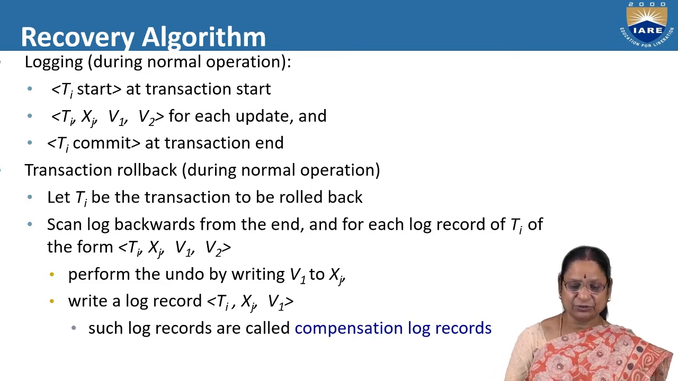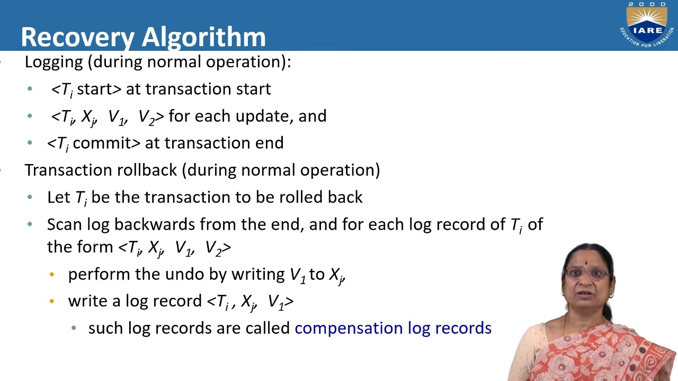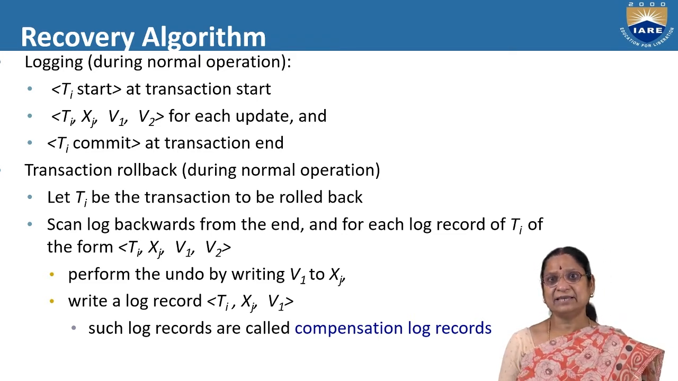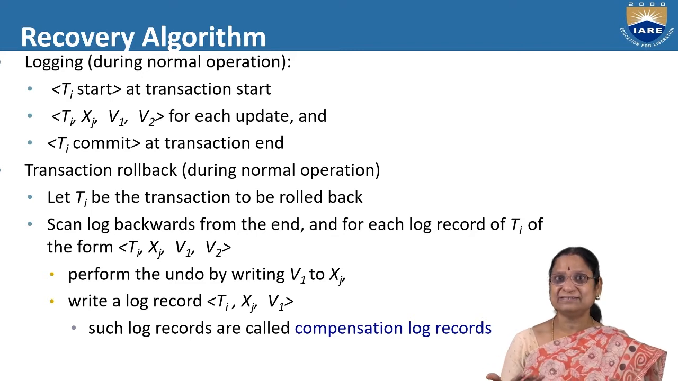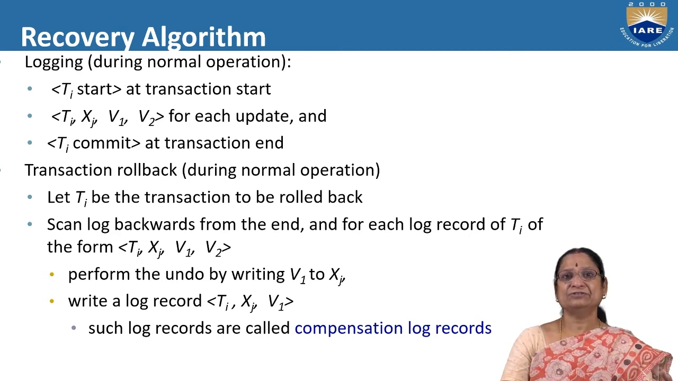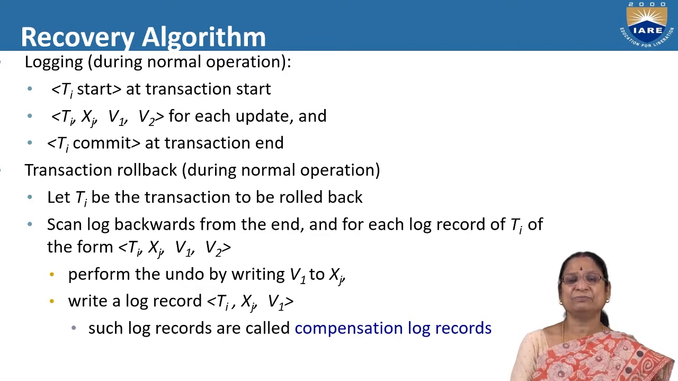For any Ti to be rolled back, scan all log records backward from the end, and for each update log record Ti, Xj, V1, V2, replace it with Xj getting V1, the old value. Rolled back means returning to the old status. V1 is the old value and V2 is the updated value of Xj. So when we roll back, the respective old data is restored for that particular attribute.